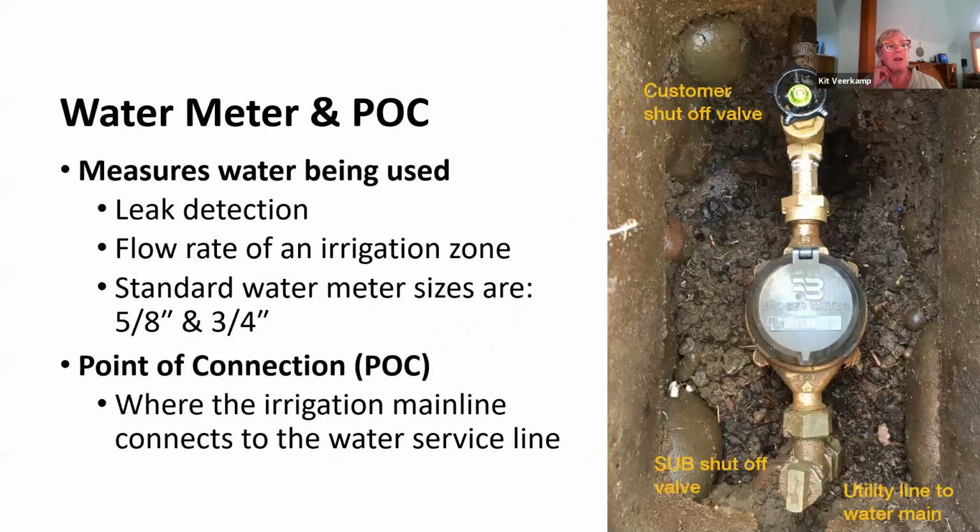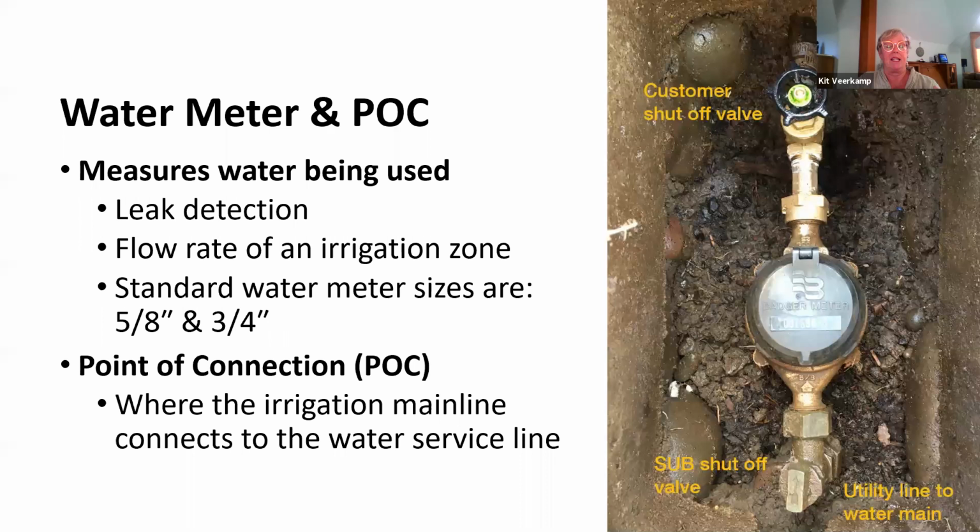So talking about most of us, if you're on any kind of domestic water in this state, I think there's very few jurisdictions that at this point don't have water meters. You have a water meter out at the street. That's called your point of connection, or POC. This is where you can monitor for leaks once you shut everything down.